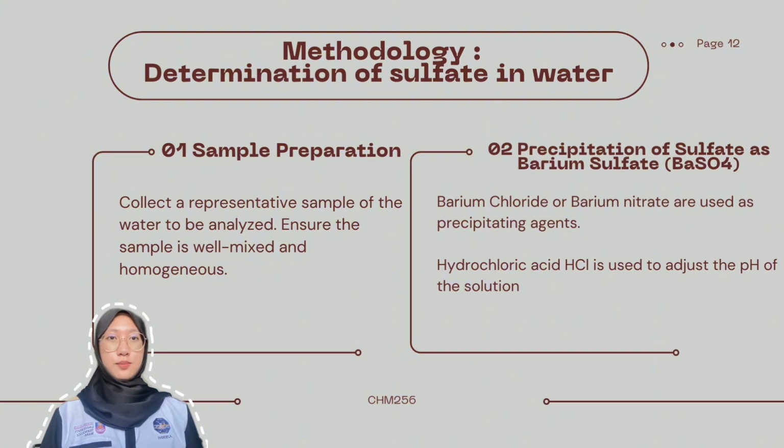The first one is sample preparation. We have to collect a representative sample of the water to be analyzed. We must ensure the sample is well mixed and homogeneous. The second one is precipitation of sulfate as barium sulfate. Barium chloride or barium nitrate are used as precipitating agents. Hydrochloric acid is used to adjust the pH of the solution.